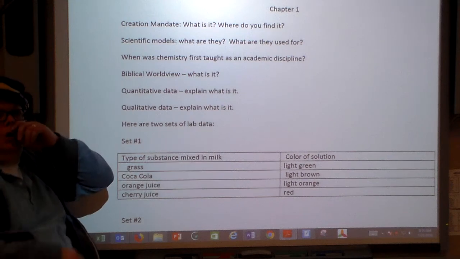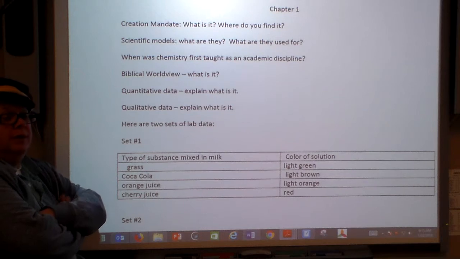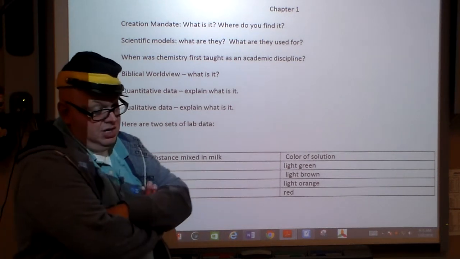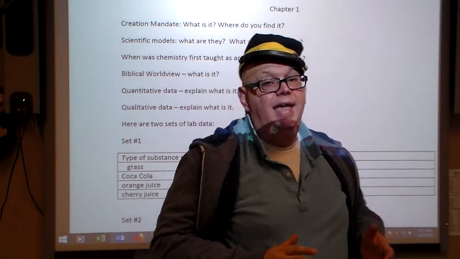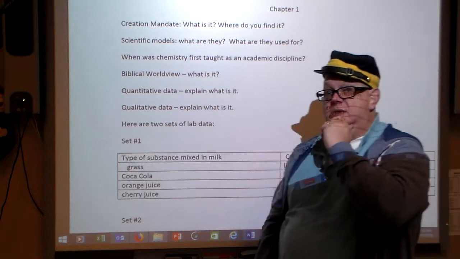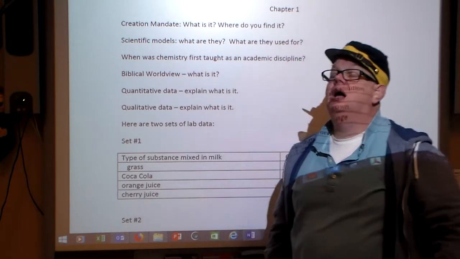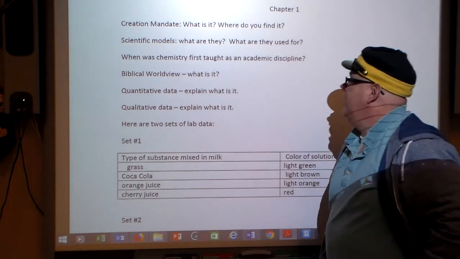Scientific models, what are they? Well, remember, we can't always explain things directly. So we try to develop models to help us understand what we know. So things like computer models to predict hurricanes, things like putting those atomic models together. You guys remember that, to get us an idea about the shape of the molecule, right? Yeah, okay.